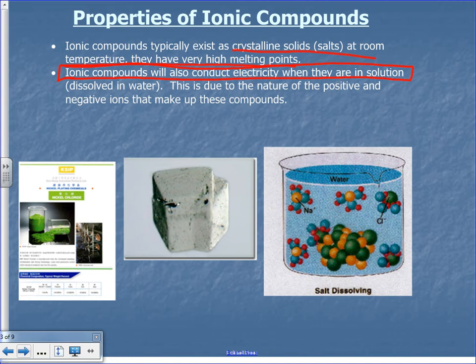Like we said, the reason for that is because there are positives and negatives floating around in the water. So you see in this diagram here, when salt dissolves, the sodium atoms separate from the chlorine atoms. The sodium ions have a positive charge, the chloride ions have a negative charge. They're separated from each other, and now the solution can conduct electricity because the electrons can flow from negative to positive.